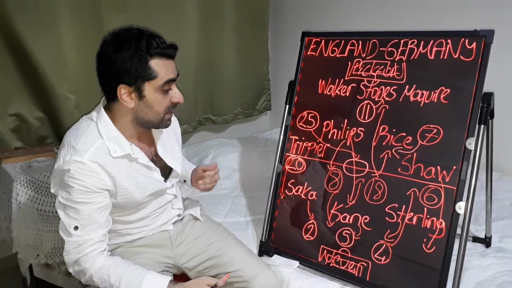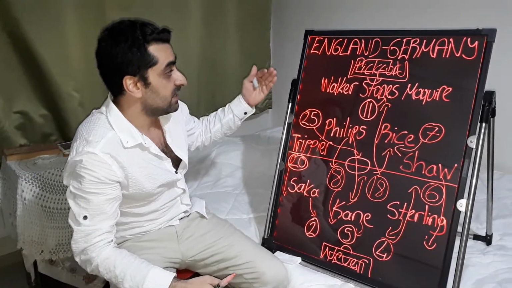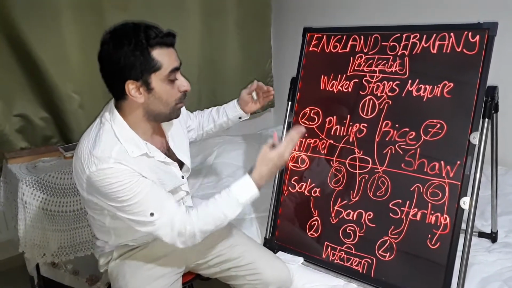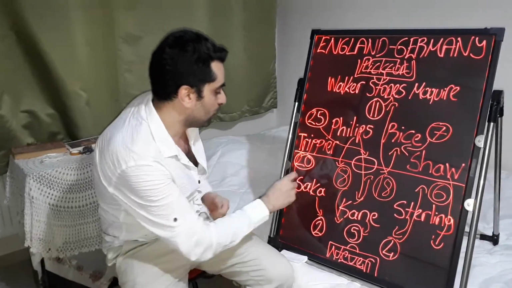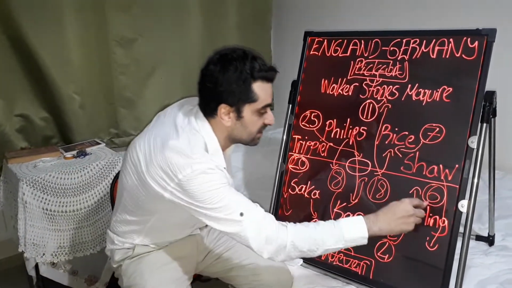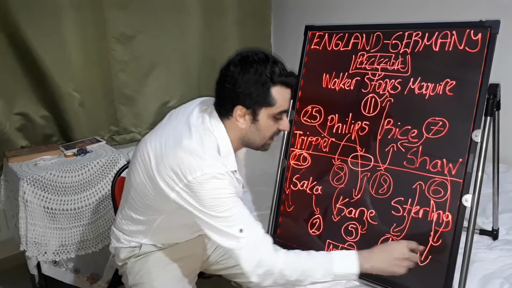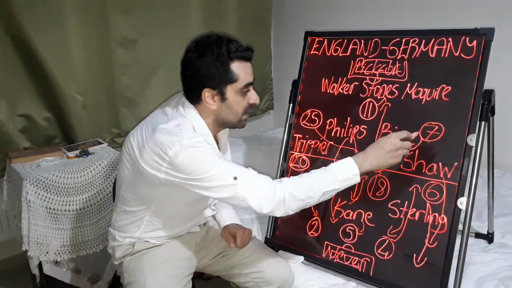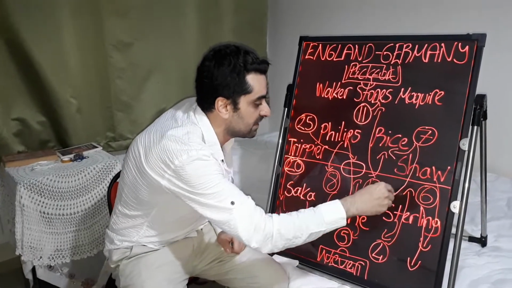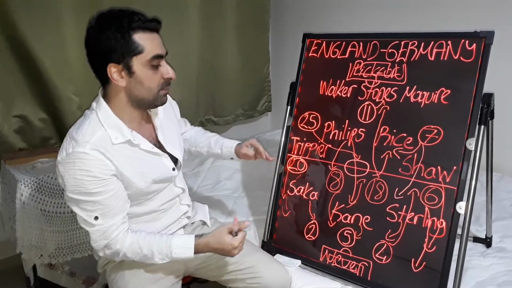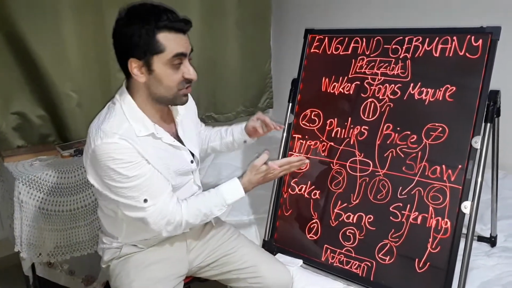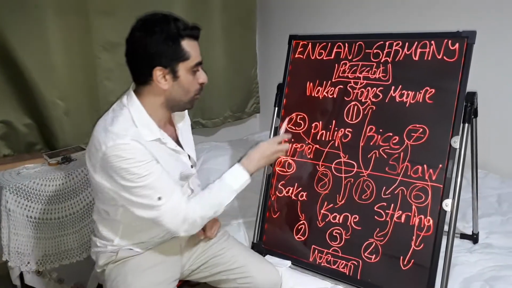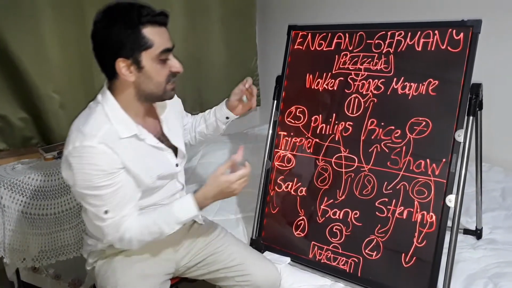At the same time, in England's attacks, Germany's defense line turned into a 5. Gosens and Kimmich came to left back and right back. They made the defense line 5. At the same time, Havertz dropped deep and made the midfield 3. Germany played in a 5-3-2 formation in England's attacks, more in the first half, and Müller and Werner stayed on the forward line.